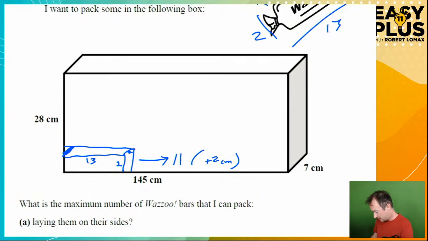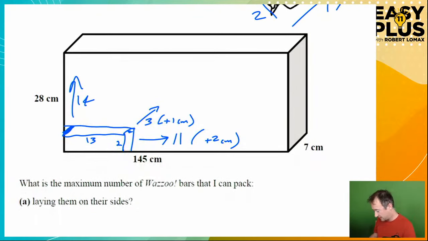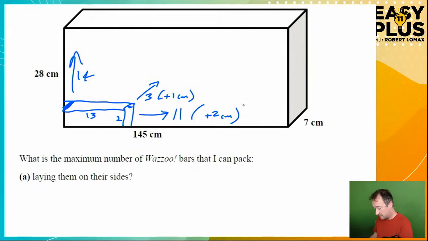Okay, how many can I fit in this direction? This is 7 centimeters deep, and the bar is 2 centimeters deep, so I can get 3 of them in, and 1 centimeter left over. And how many can I fit in stacked up this way? Well, it's 28 centimeters high, and the bar is 2 centimeters high, so I can get 14 of them in. So how many can I get in lying on their sides? Well, I can get 11 times 3 in a layer on the base of this box, and I can repeat that layer 14 times up.